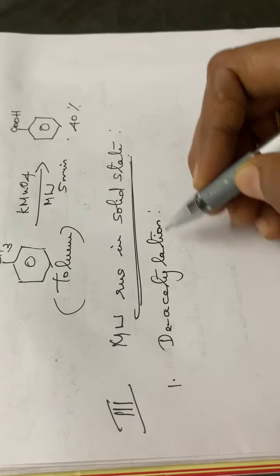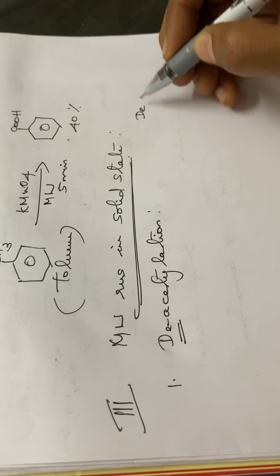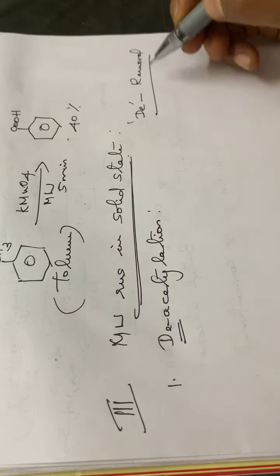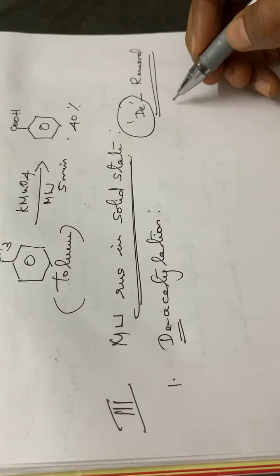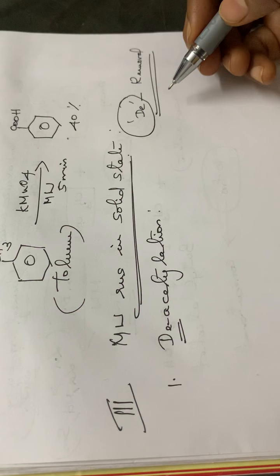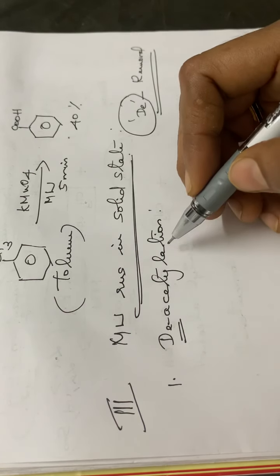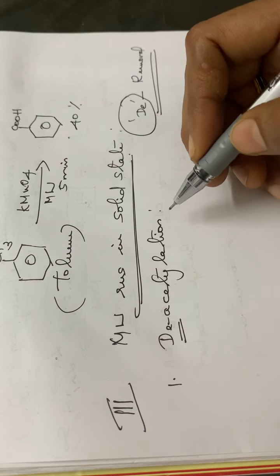See, deacetylation: the term 'de' means the removal of a particular group. Removal of any group we can call it 'de'. That is, dehydration means removal of water. Dehydrogenation means removal of hydrogen. See here it is deacetylation, so it will be removal of the acetyl groups.